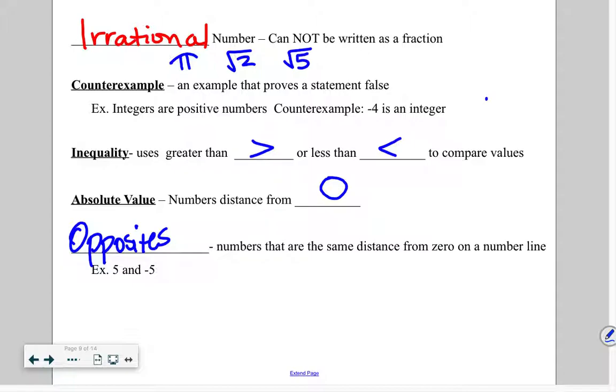So what is the opposite of 14? Negative 14, because it's still 14 units away from 0. What is the opposite of 22? Negative 22. So when you're given opposites, one is a positive value, one is a negative value.